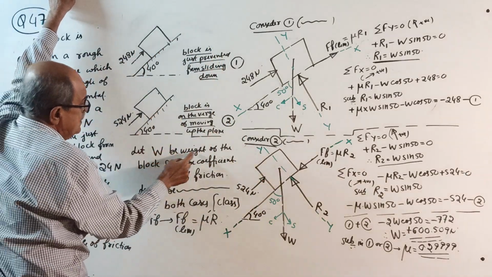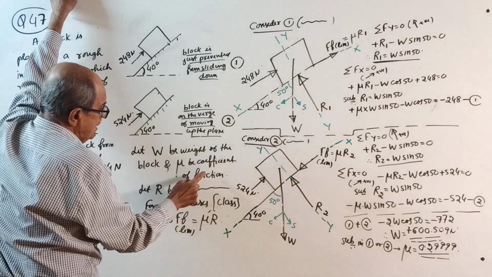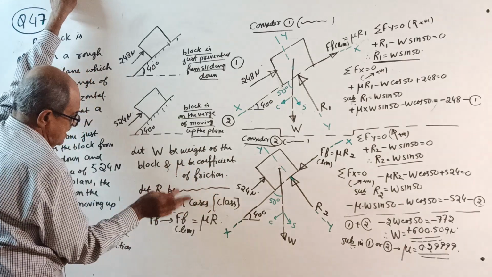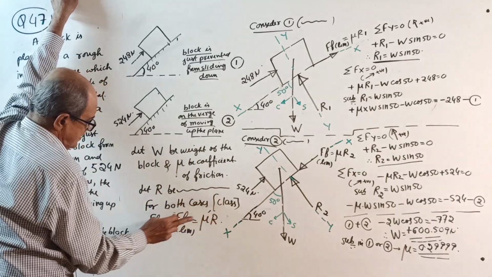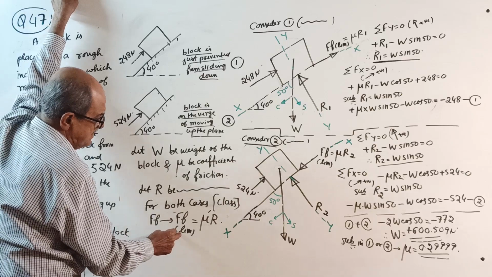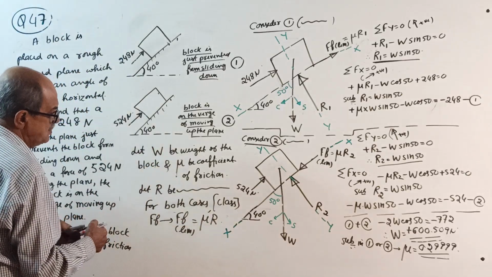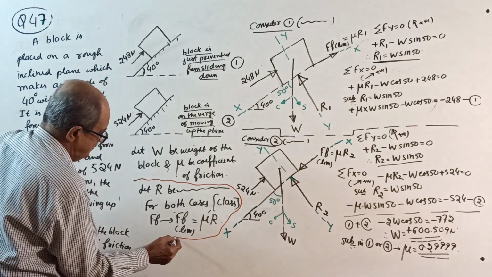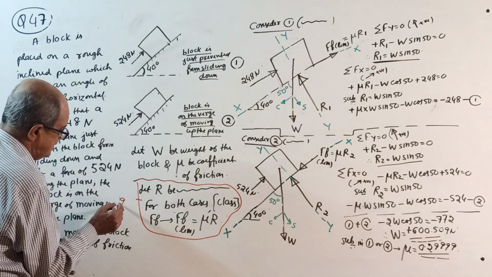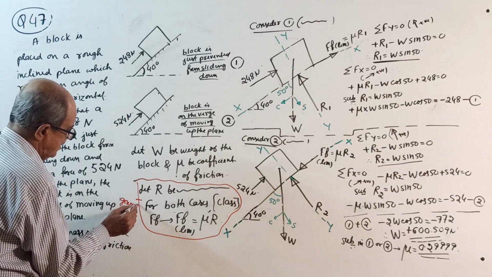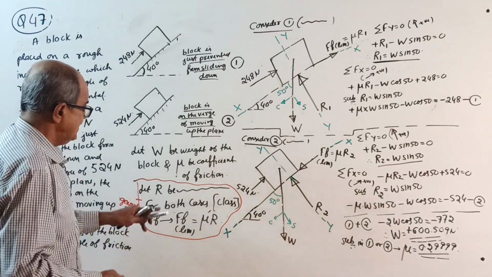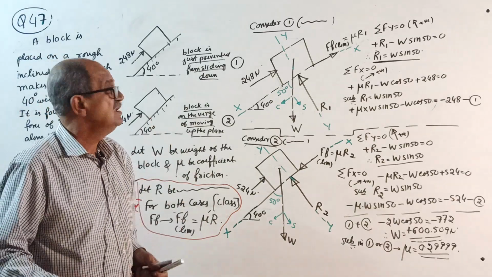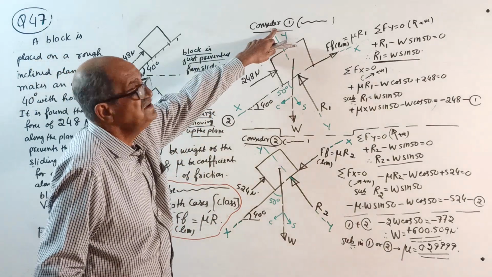Okay, now W be the weight of the block and mu be the coefficient of friction. Now see, R be the normal reaction. For both cases, frictional force is limiting frictional force, mu into R. Now it is very important, I will tell you, be very careful about this one. This is a general statement: if R is the normal reaction, limiting friction is mu into R. That you know it.